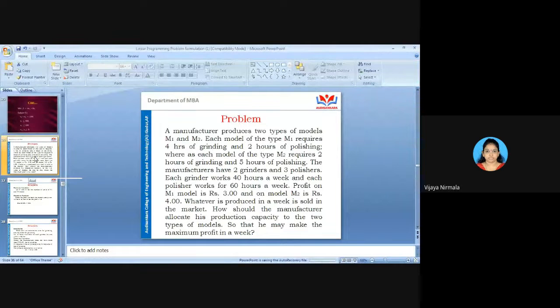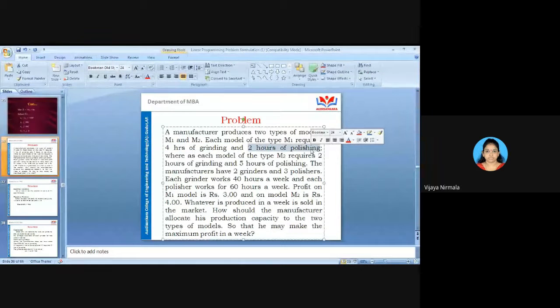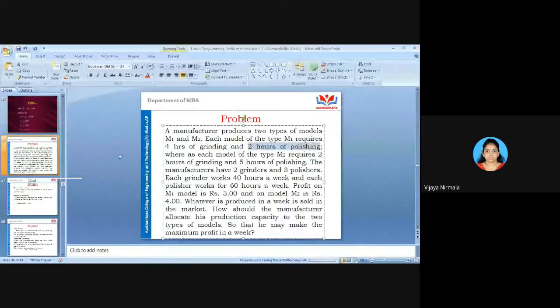A manufacturer produces two types of models, M1 and M2. Each model of type M1 requires 4 hours of grinding and 2 hours of polishing.